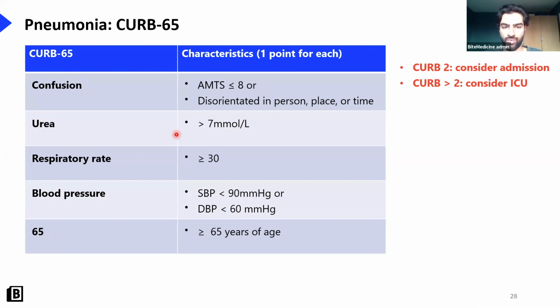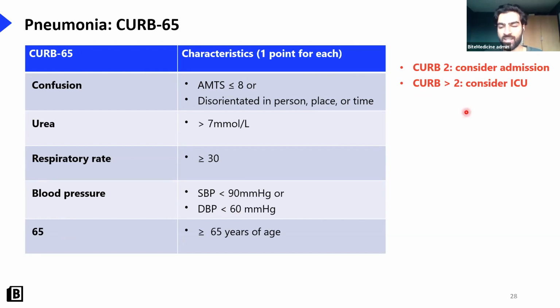If their urea is raised above 7, if their respiratory rate is 30 or more, if their blood pressure, the systolic is less than 90, or the diastolic is less than 60, or if their age is 65 or over, they score a point for each of those. So the maximum score you can get is 5. If their CURB score is 2, you need to consider admission. And if their CURB score is above 2, you need to consider ICU.